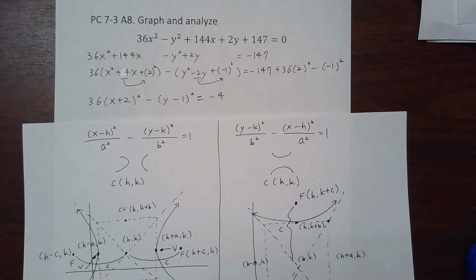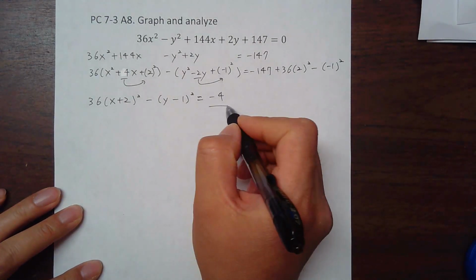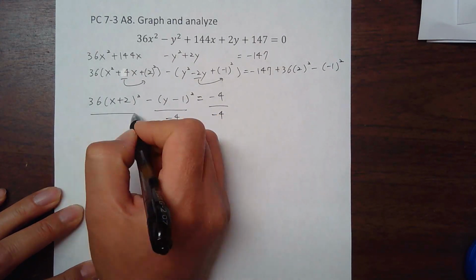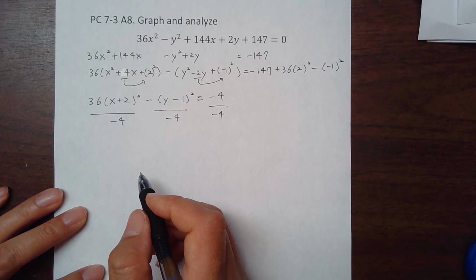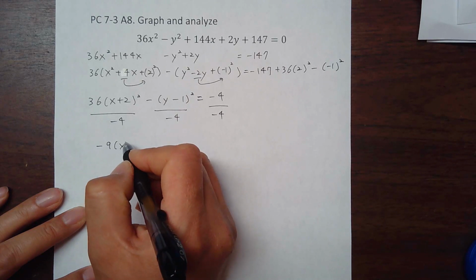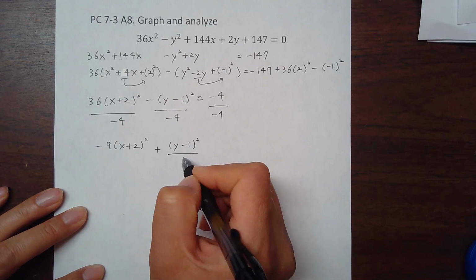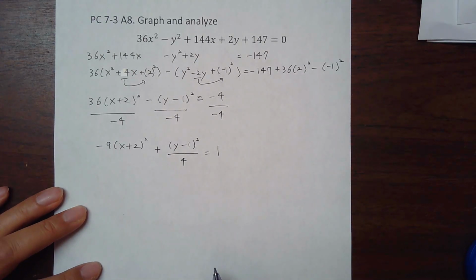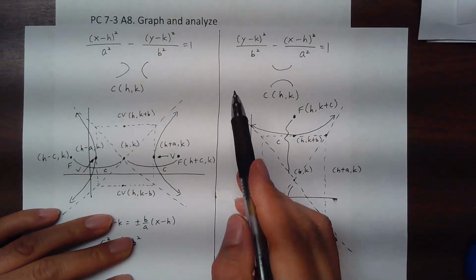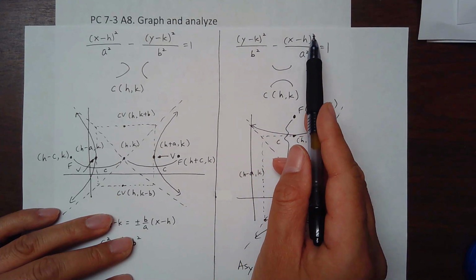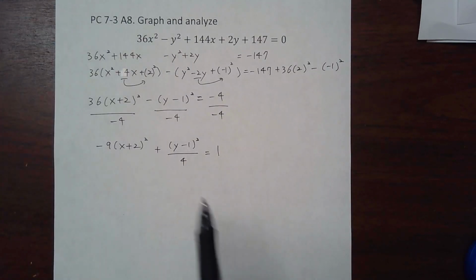Again, standard form says your right hand side should be 1. So what? Divide by minus 4 everywhere to make the right hand side to be 1. Then it becomes minus 9 x plus 2 square plus y minus 1 square over 4 equal to 1. Okay, we have a minus here. Look at the standard form of the equation. We need a positive something square minus something square. Positive something square minus something square. Minus should be in the middle, not in the front.